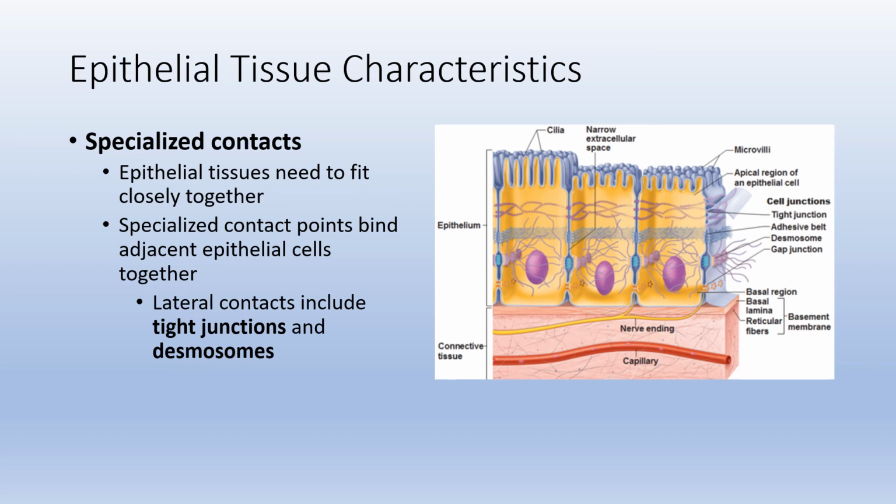Another type of lateral contact, again, remember lateral means to the side, is a desmosome. You could think of a desmosome as a chain link fence or glue, and a desmosome is responsible for adhering or attaching neighboring cells to each other.